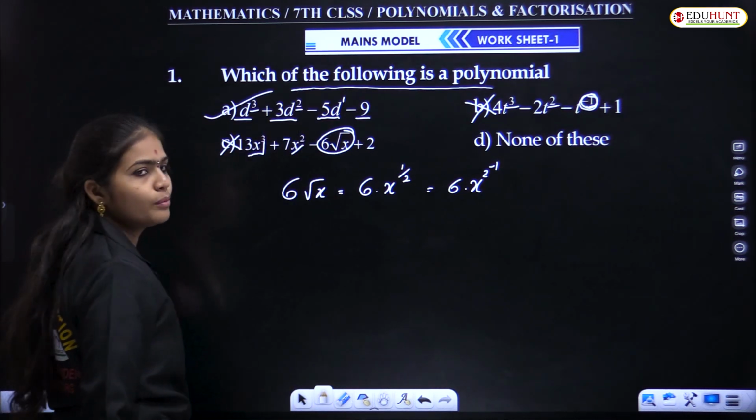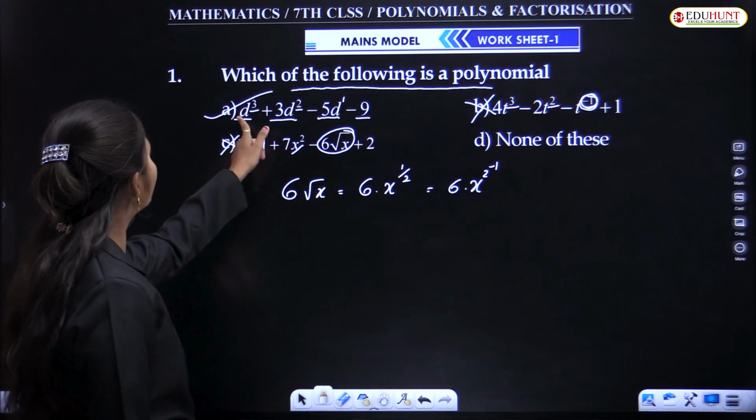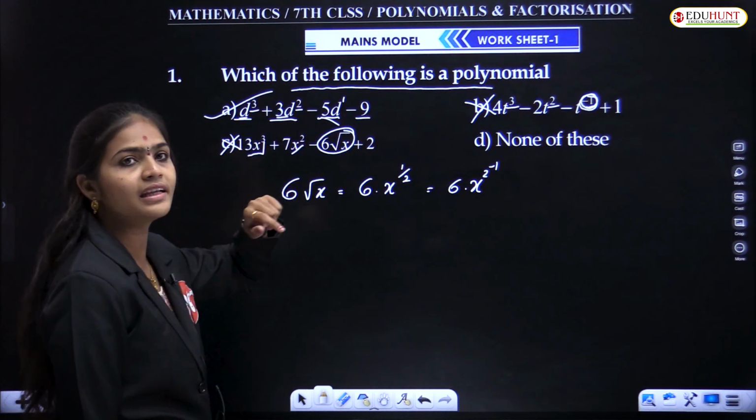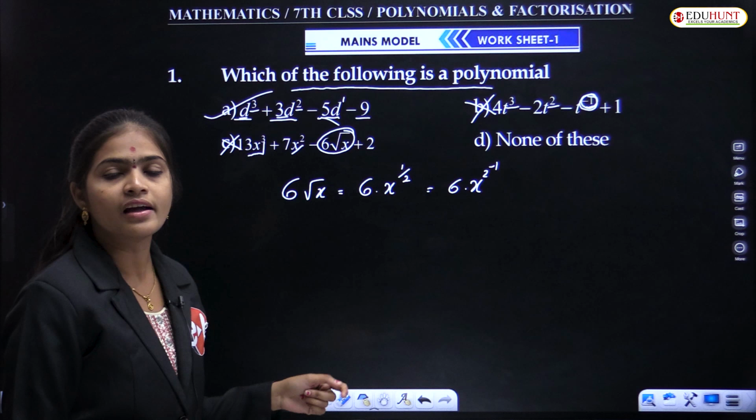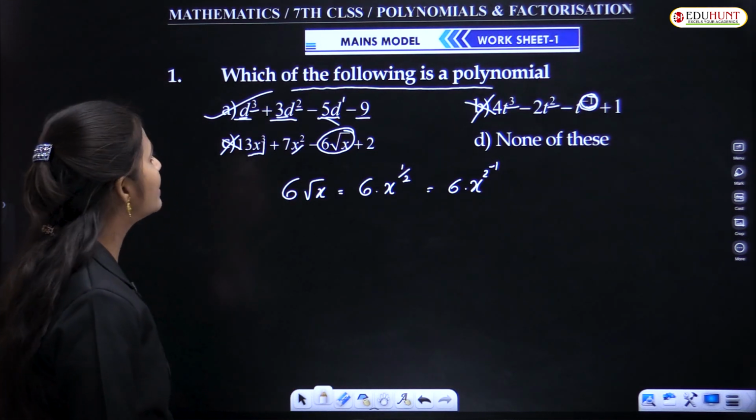So which is a polynomial here? Yes, option 1, that is a polynomial. Why? Because all the variables have non-negative integer powers. Non-negative means positive integers. Okay, so let us see the next question.